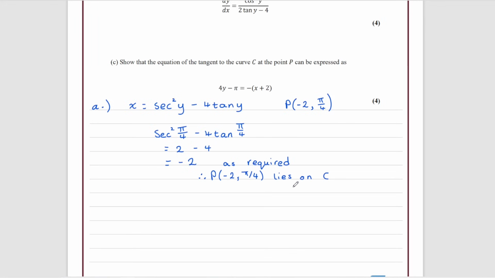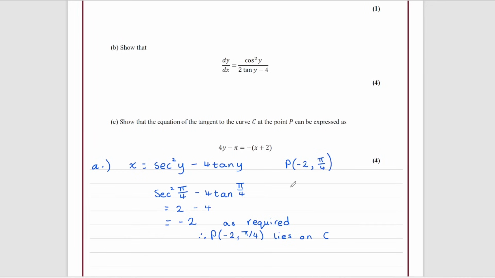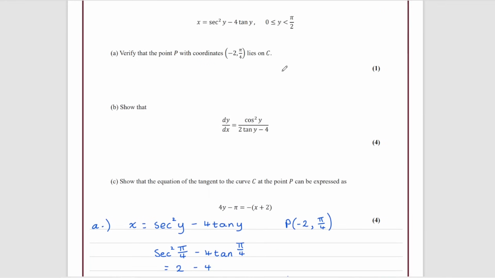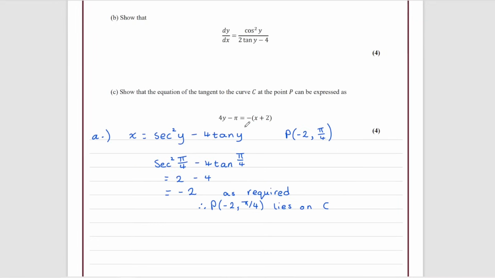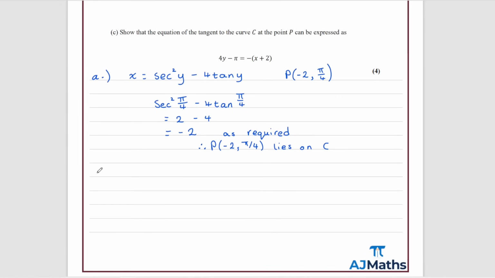Hopefully nice and straightforward. So for part B then, it says show that dy by dx is equal to cos squared y over 2 tan y minus 4. So notice here we start with the equation as x equals sec squared y minus 4 tan y. What we need to do here is start by differentiating x with respect to y, so we're going to get dx by dy, and then we'll take the reciprocal of that, and hopefully we should end up with this here. So for B then, let's start here. So x equal to sec squared y minus 4 tan y. So we're looking for dx by dy.